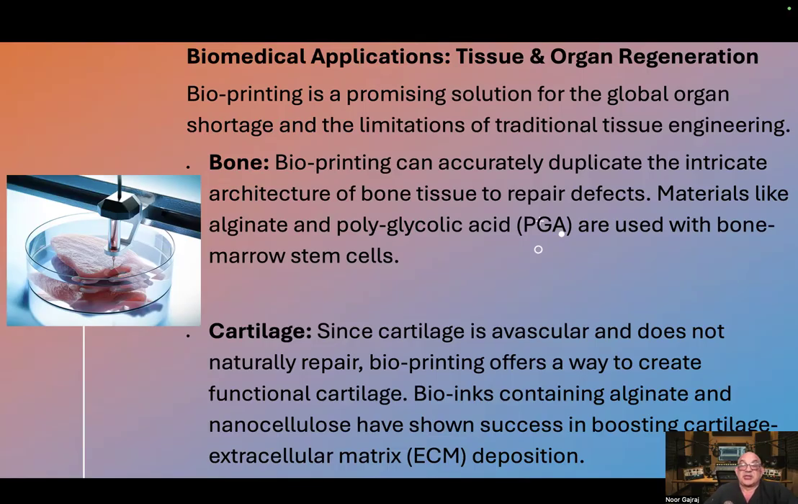Cartilage. Since cartilage is avascular and does not naturally repair, bioprinting offers a way to create functional cartilage. Bioinks containing alginate and nanocellulose have been shown to be successful in boosting cartilage extracellular matrix, or ECM, deposition.